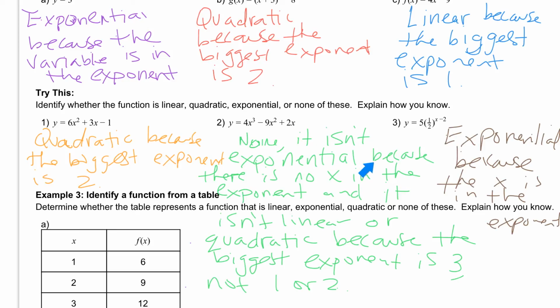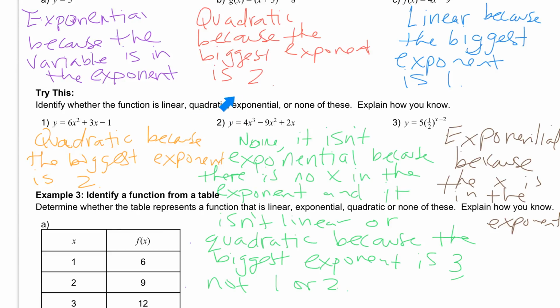It isn't exponential because there is no x in the exponent. And it isn't linear or quadratic because the biggest exponent is 3, not a 1 or a 2. And number 3 was exponential because the x is in the exponent.